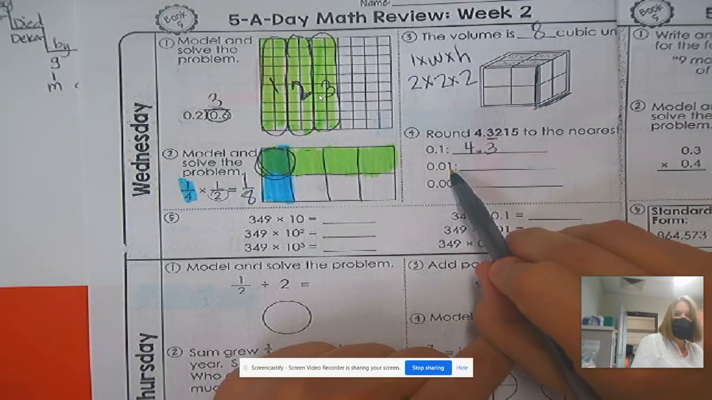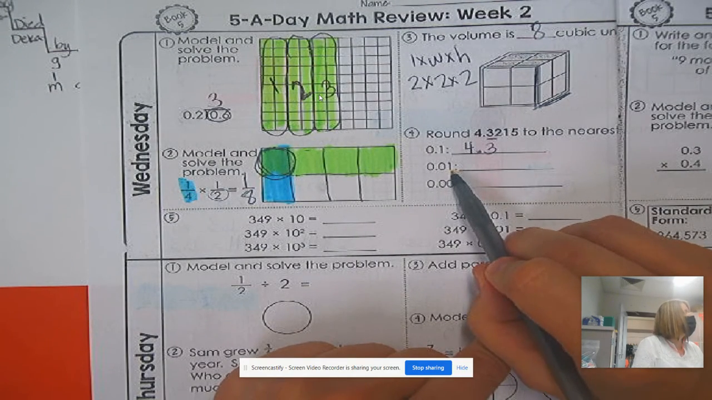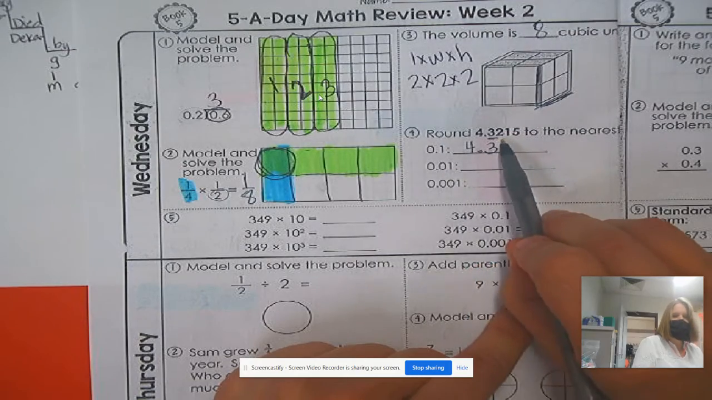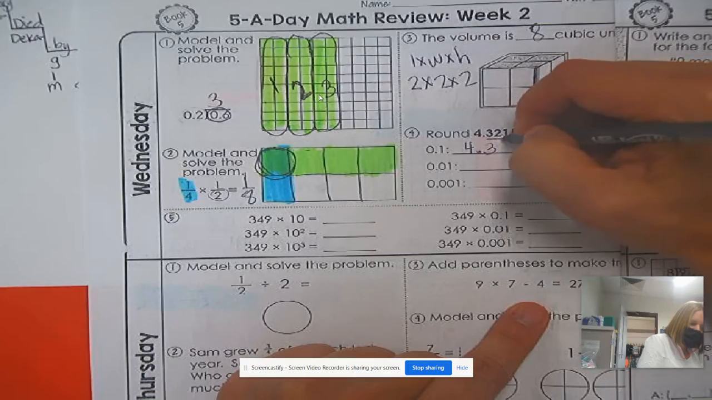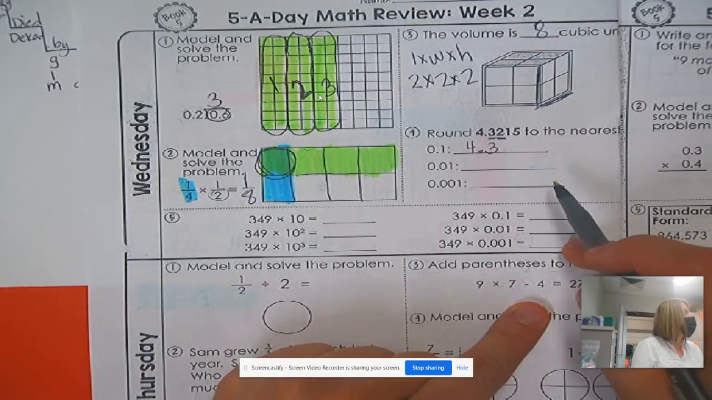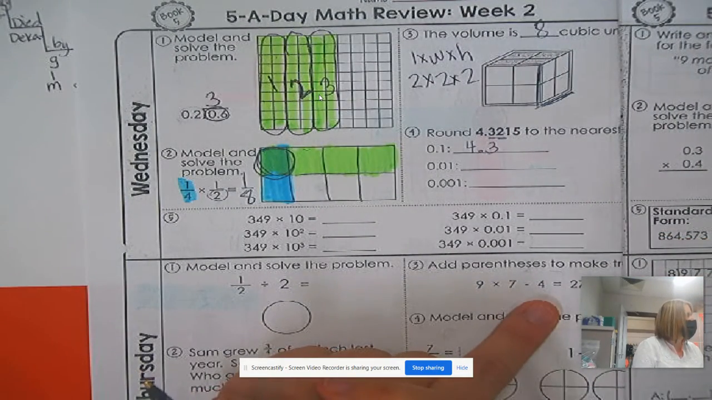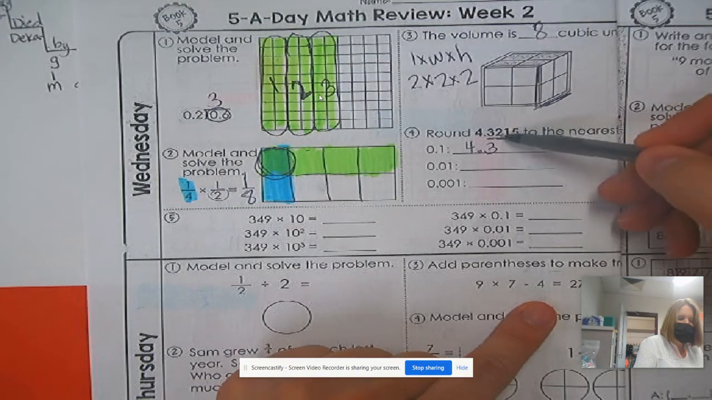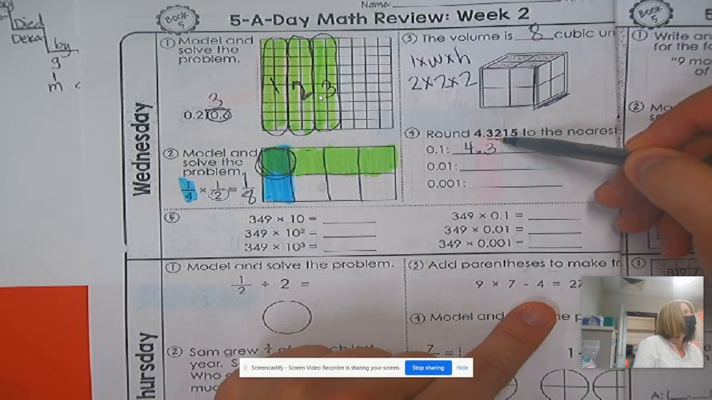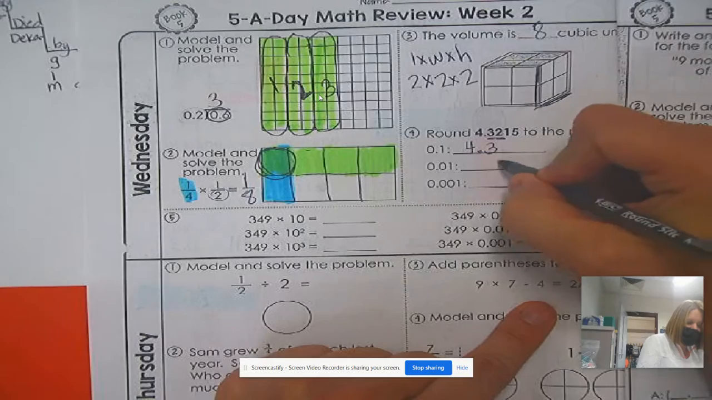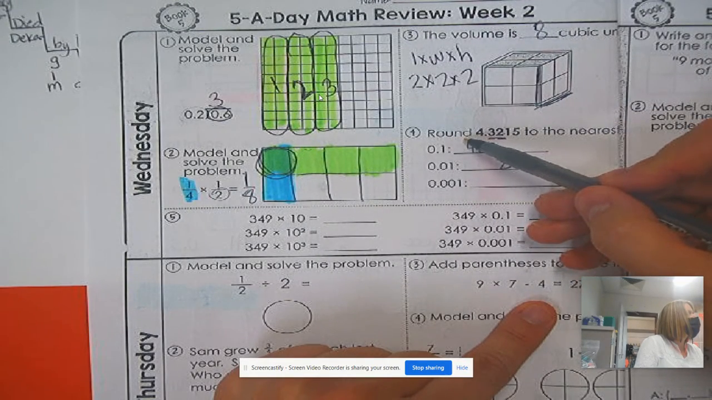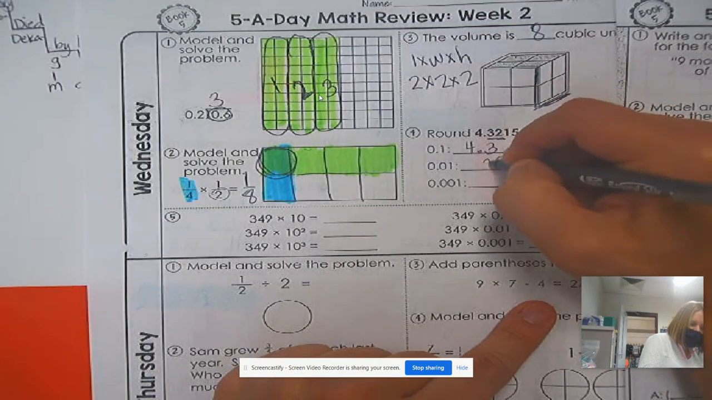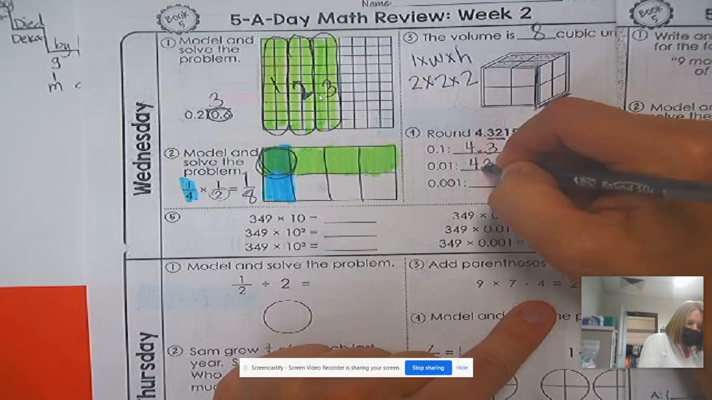Okay, what place value is this one in? The hundredths. Find my number. Which number is in the hundredths place? The 2. Look right next door. Who's going to tell the 2 to do something? 1. 1 tells the 2 to stay the same. Numbers to the left stay the same. Good. Numbers to the right.